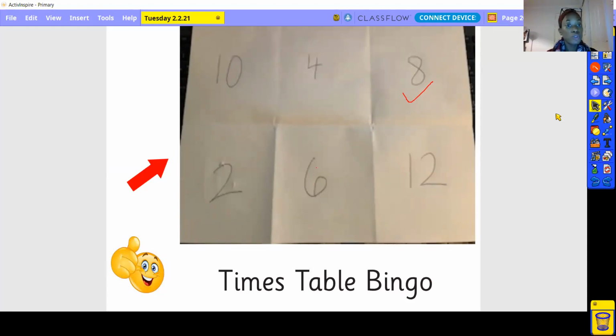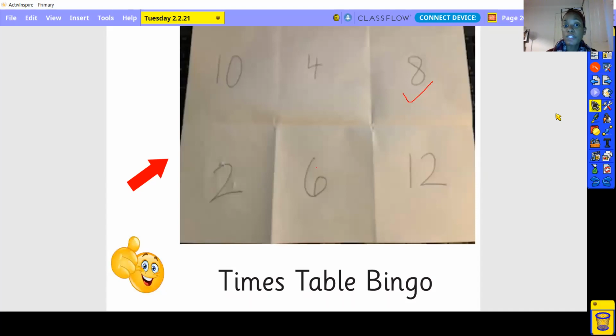Now again, you can quick-fire share the multiplication facts and see if they've matched them until they get bingo. For example, if my adult or my friend said 2 times 4, I know it's 8. I can tick it. If they said 2 times 7, well, that's 14. I haven't got that. So they know how to play bingo, we're just now applying it to our tables.